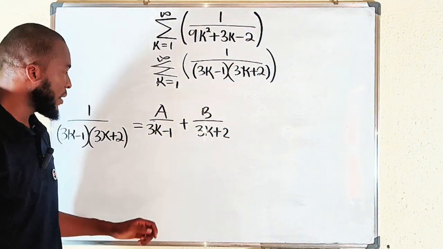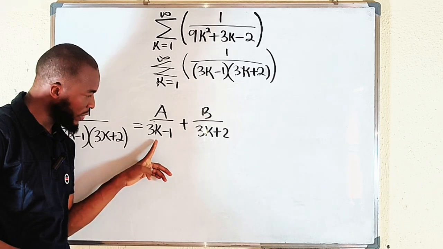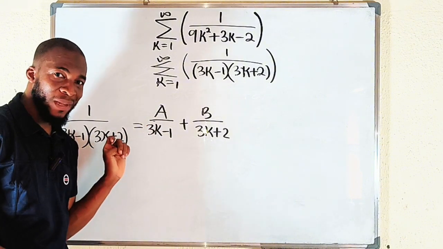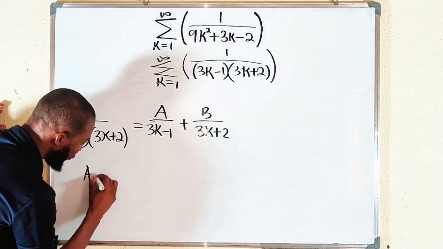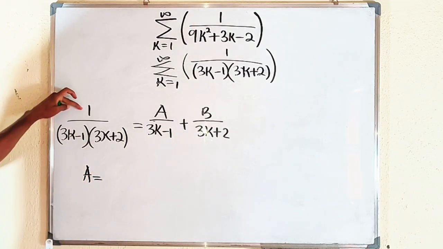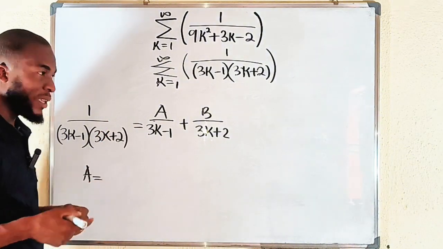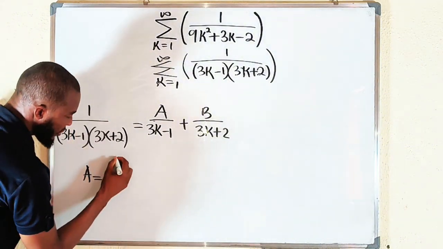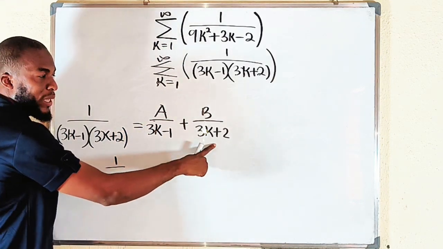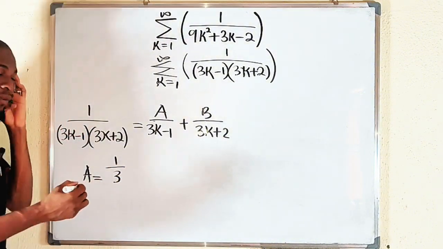Using the cover-up method, which value of k do you think can make the whole of this 0? Definitely 1 over 3, because 3 times 1 over 3 is 1, minus 1 is 0. So to find the value of A, you take that value, which is 1 over 3, and plug it into the top, though, suppose we have an expression here. But since it is just a constant, we have it. Then instead of plugging that 1 over 3 here, plug it here. 1 over 3 times 3 will give us 1, plus 2 is 3. So this is the value of A.